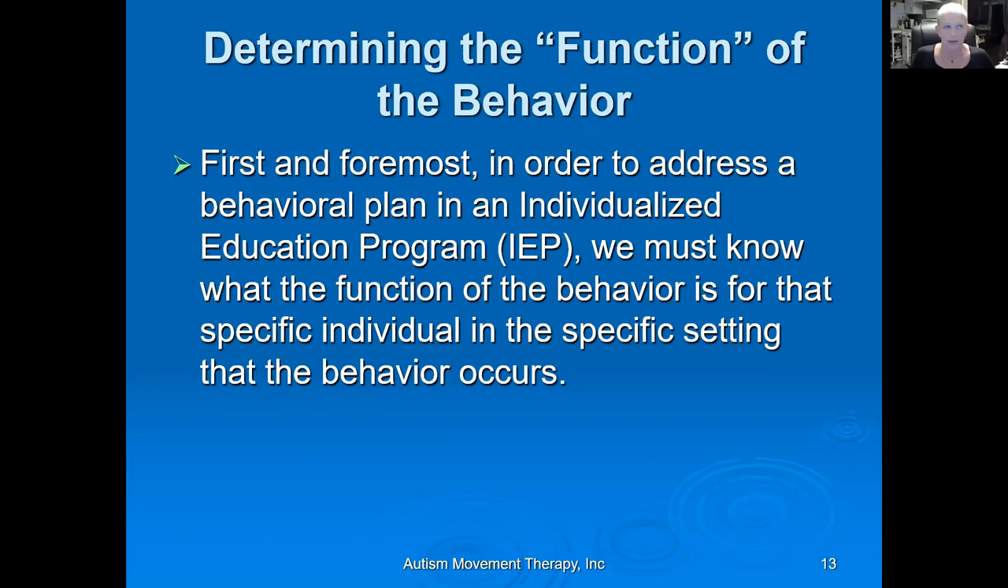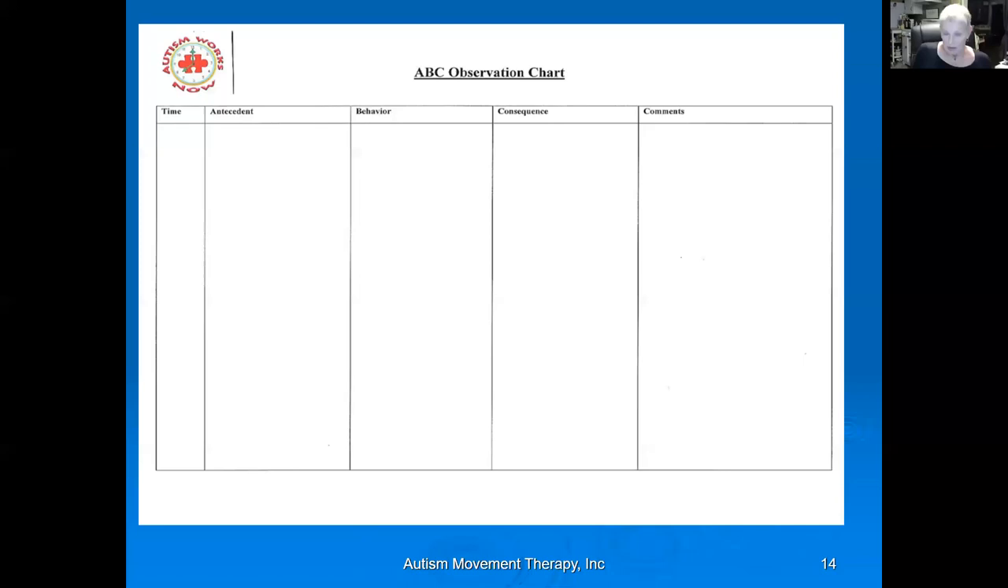It's about him. So first and foremost, in order to address a behavior intervention plan, or BIP, for an individualized education program, an IEP, you must know what the function of the behavior is for that specific individual in the specific setting that the behavior occurs. The most important part of all that is the specific setting that the behavior occurs, because we can use one behavior in one setting and use that very same behavior in another setting, and it has two different functions. Or maybe three different functions. Or maybe four. Before we go to that, let me give an example of what I'm talking about.